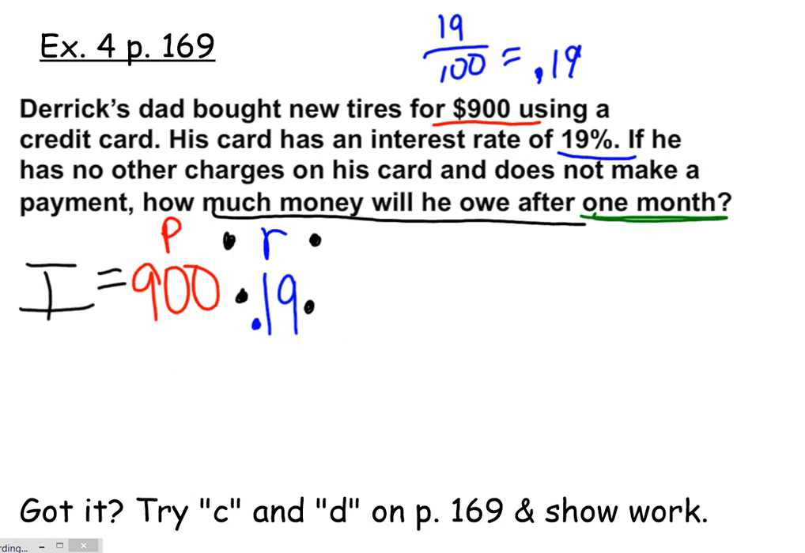Now this gets a little tricky because he only borrowed the money for 1 month. 1 month is 1 out of 12 months because 12 months is a year. So what I would do is I would take 1 over 12. And for this example, you can keep it as 1 over 12, or you can change it into a decimal. I'm going to use a calculator and find out 1 over 12, or 1 divided by 12, and I get 0.083 repeating.